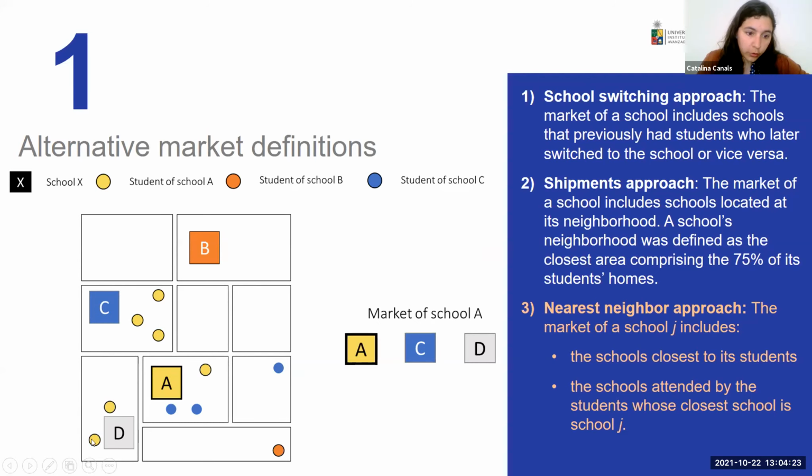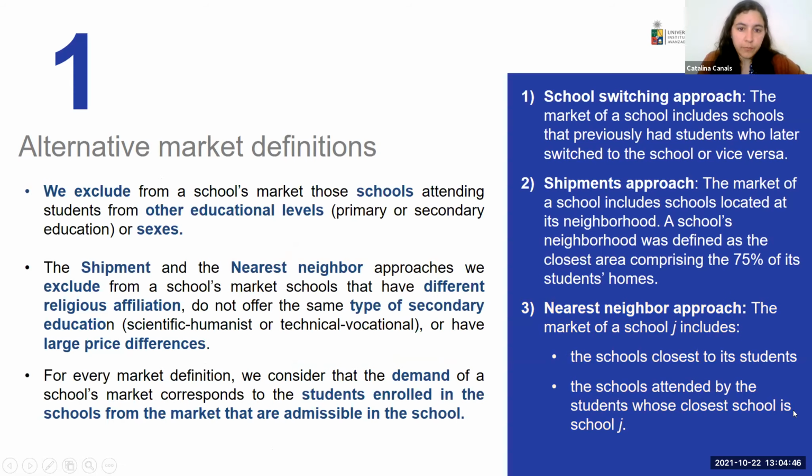Also, this student also attends school A, but their closest school is school D. So we include it also in the market. And in addition, we have these students that attend C, but A is their closest school. So for that reason, we also include C in the market. So in that way, we have 3 different definitions of a school market.